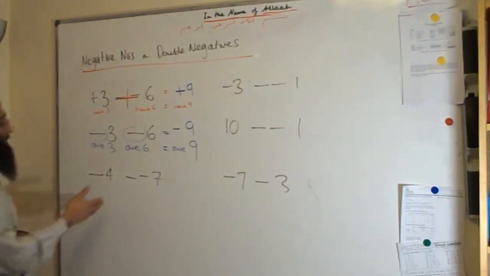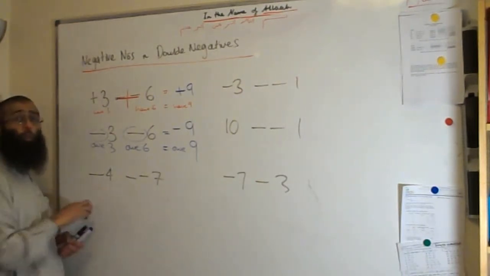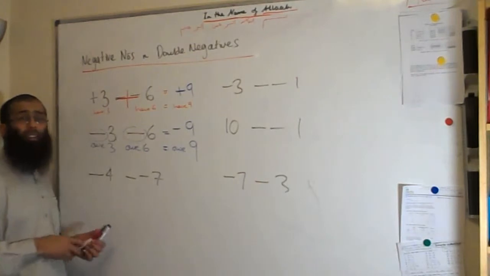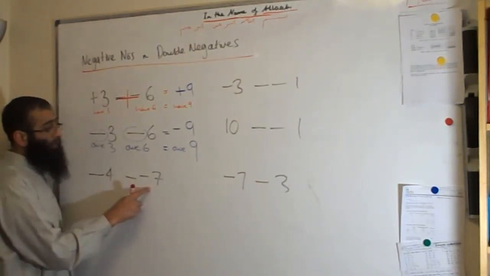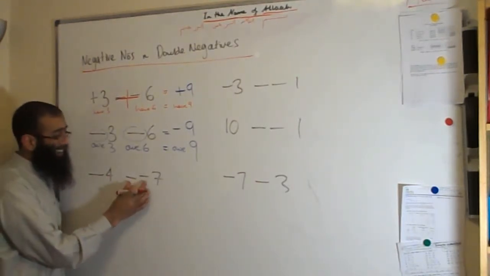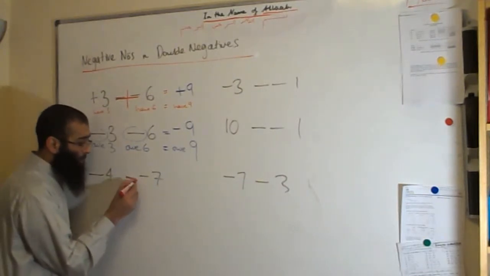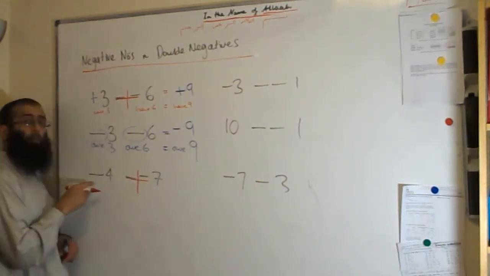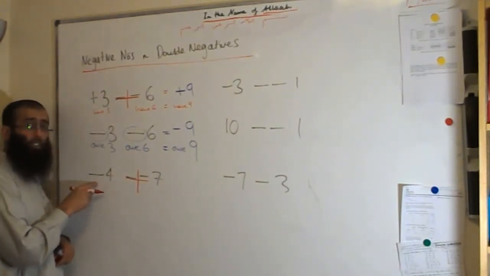Okay, here comes the next question. So we have minus 4 take away minus 7. These two minuses qualify to become a plus because they're right next to each other. So I'm going to put a plus here. So that becomes now minus 4. That stays, that doesn't change.